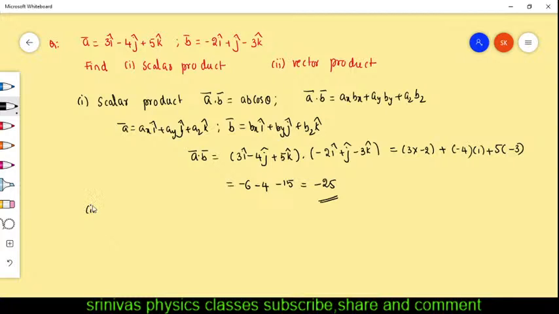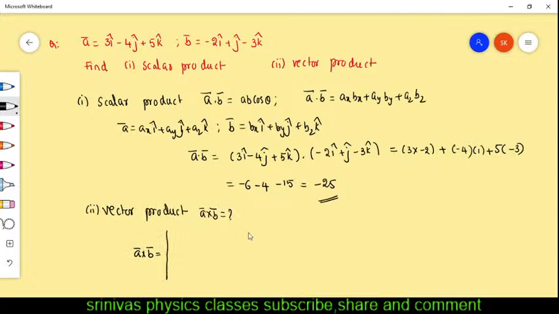Next one is what? The vector product they are asking. How to find the vector product? Can anyone tell? Vector product means like this, right? A bar cross B bar is what? What do we have to do here? To find it, one method is there.